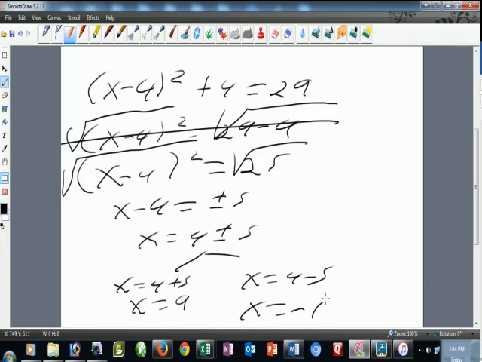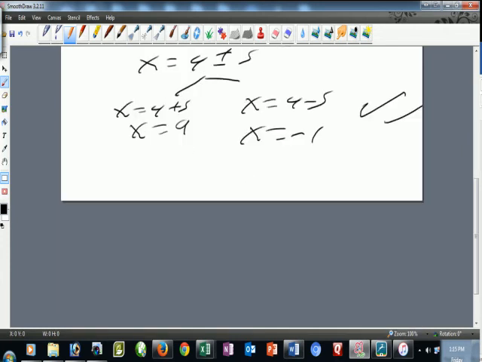Right? So let's see if one of these might not work. You gotta check it. What's 9 minus 4? 9 minus 4 turns out to be 25. 25 plus 4 turns out to be 29. Good job. What is 4 minus 5? Minus 1. Minus 1 minus 4 is negative 5 squared is 25. 25 plus 4 is 29. Both are good. It's all good.